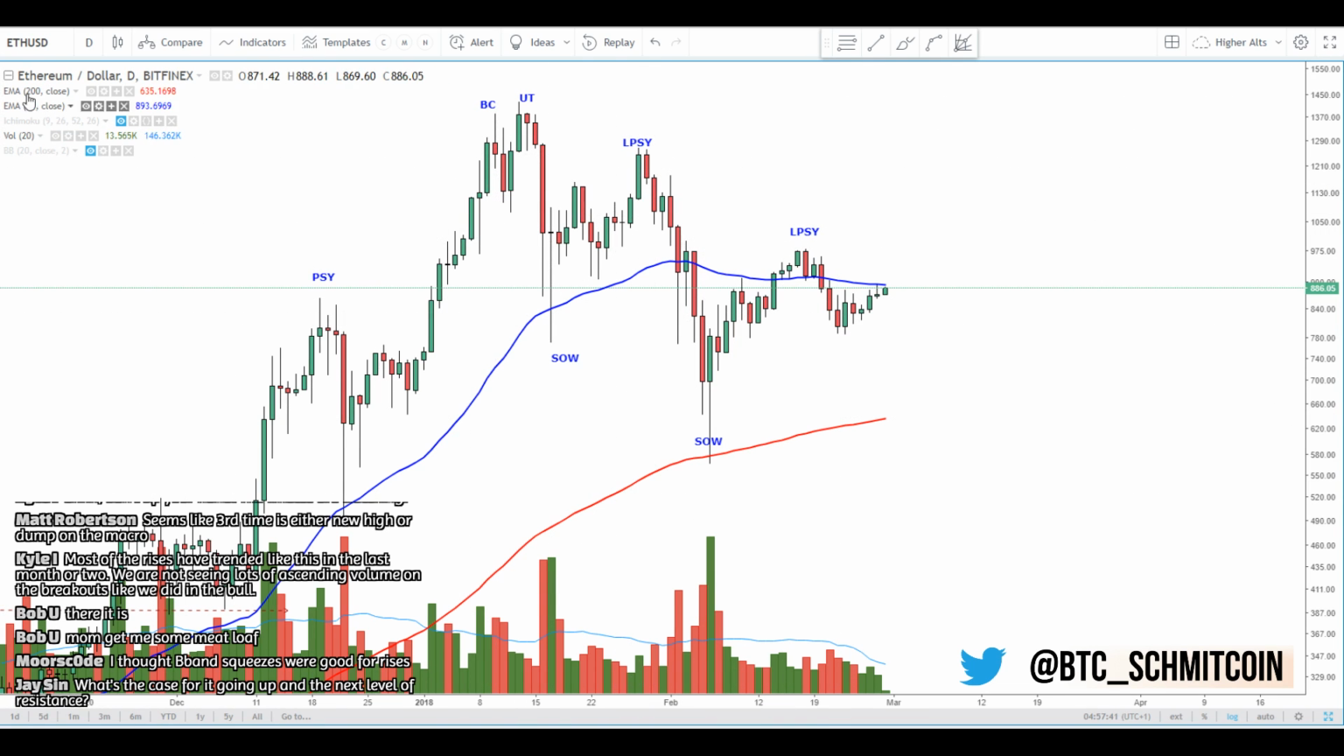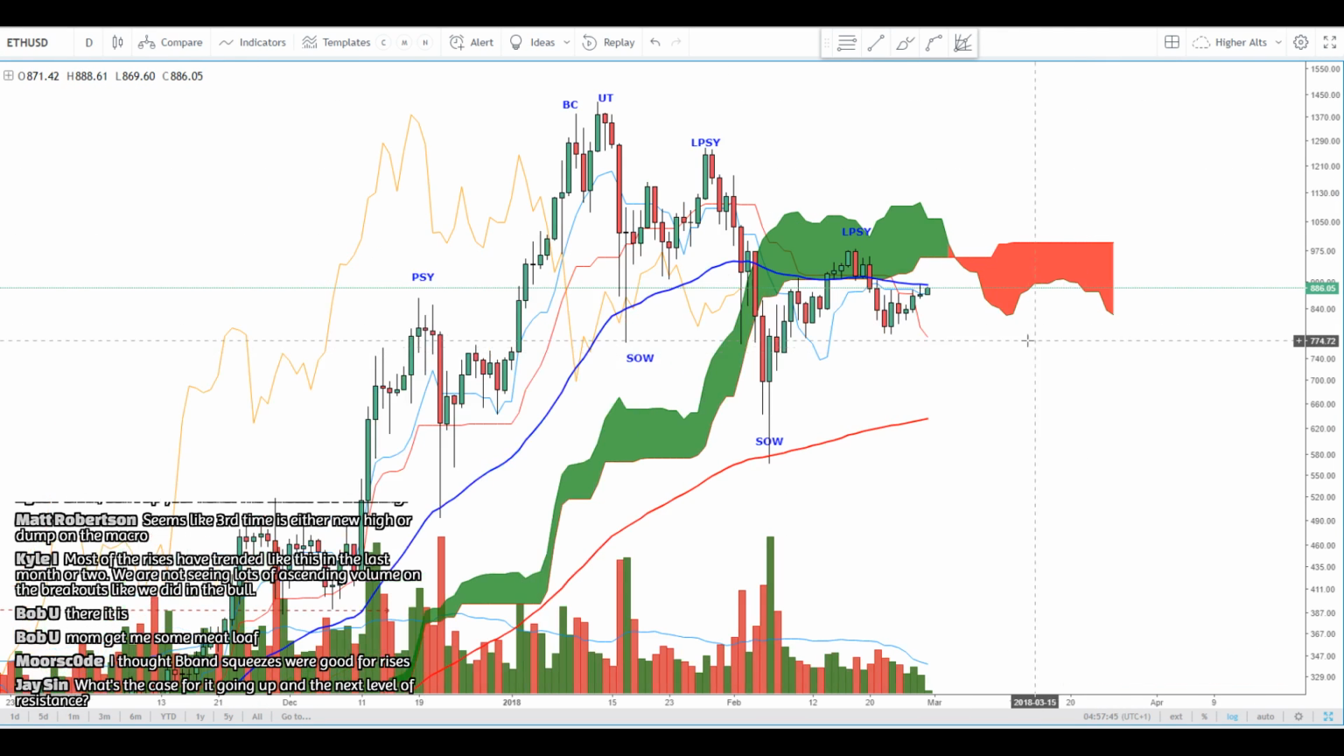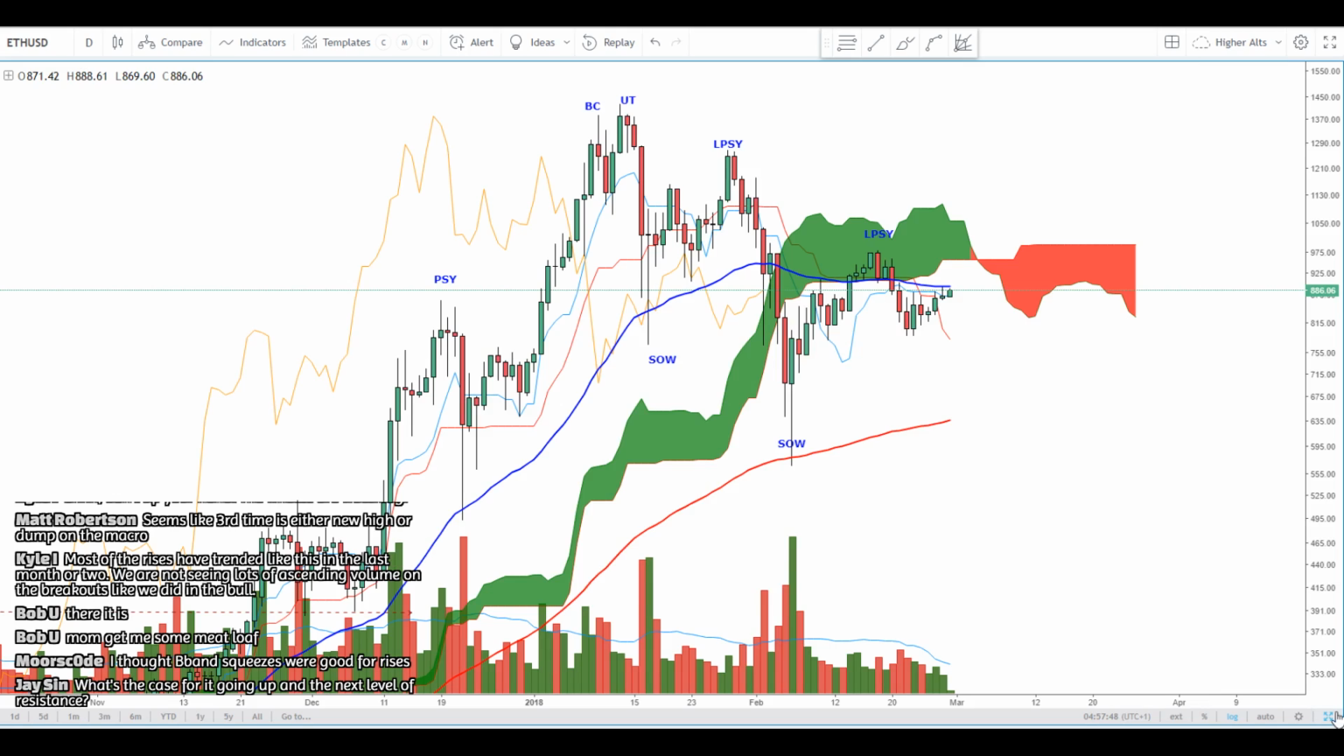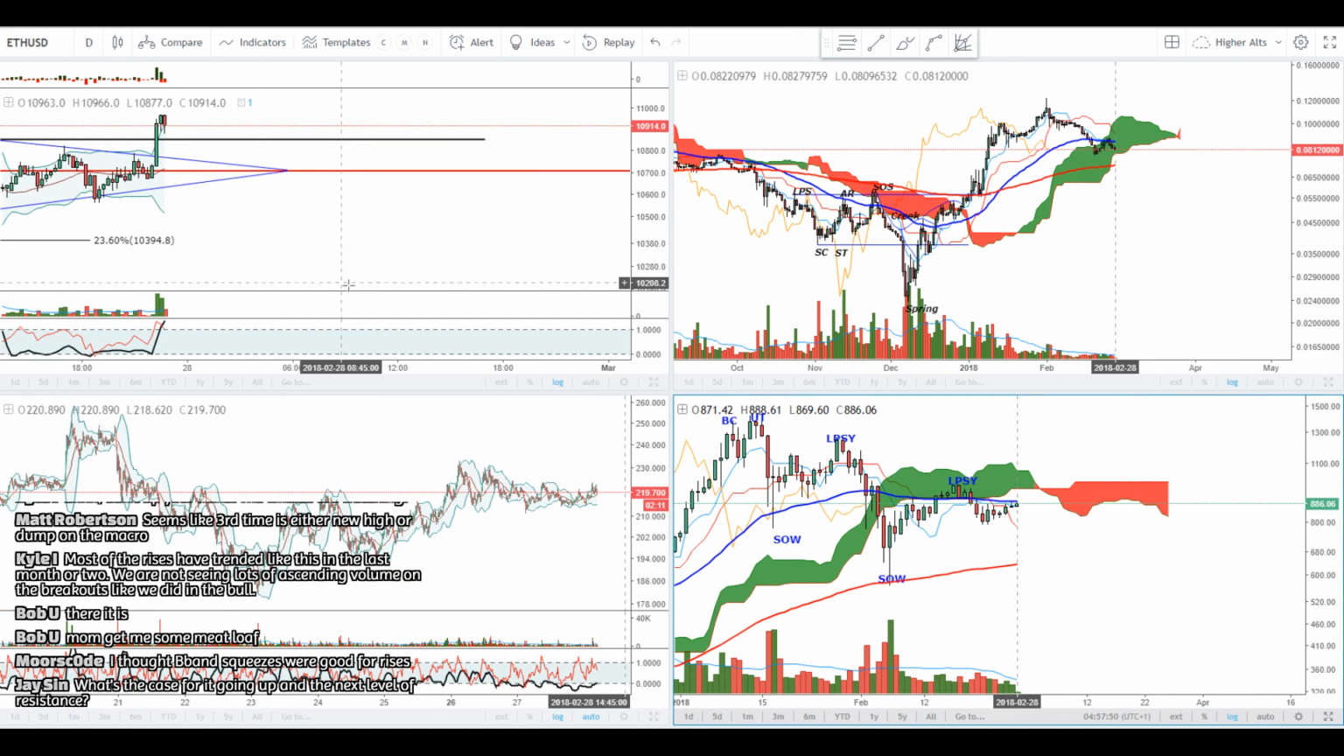But at the moment, it just looks very weak, and I'm expecting a pretty substantial retracement from Ether at the moment. Especially if Bitcoin pulls back, then Ether's definitely pulling back.